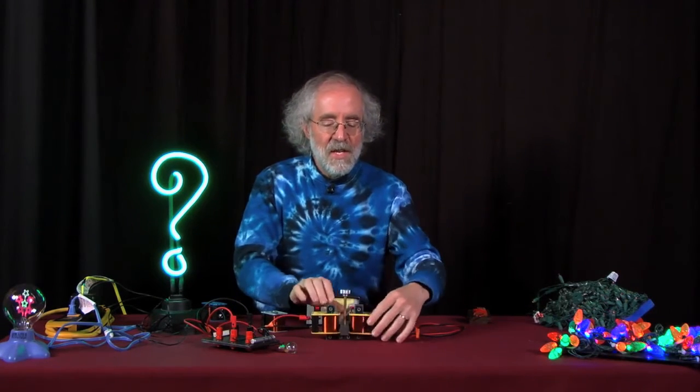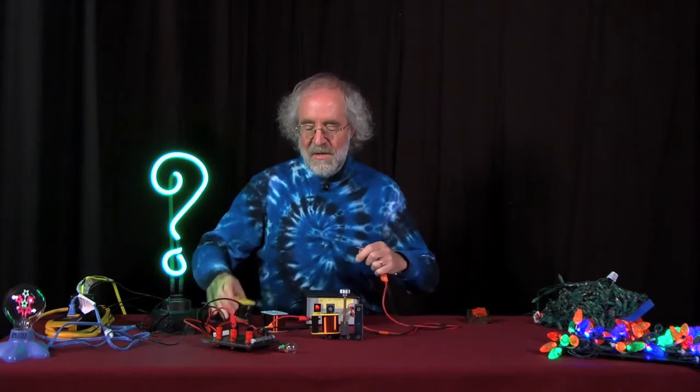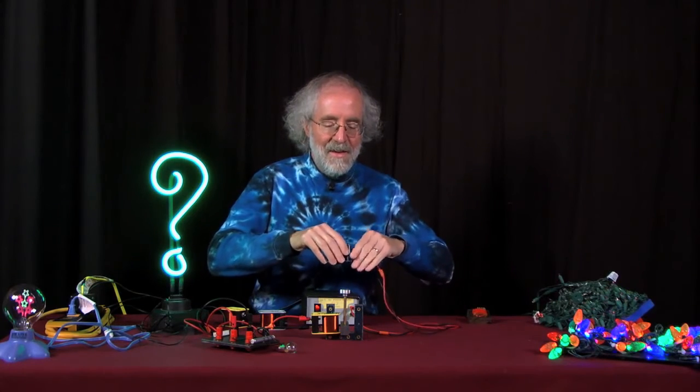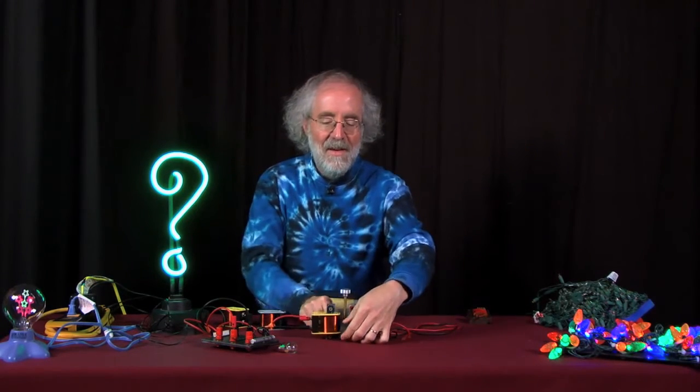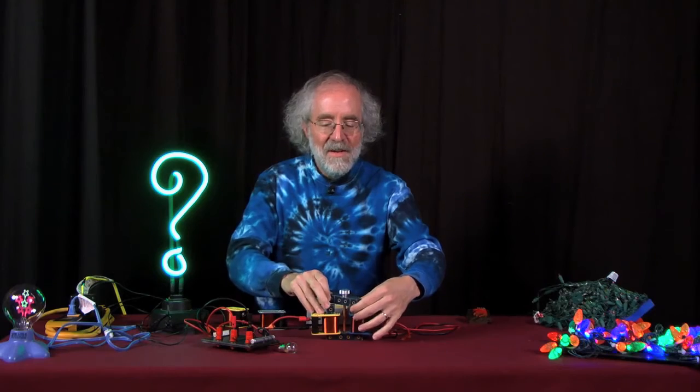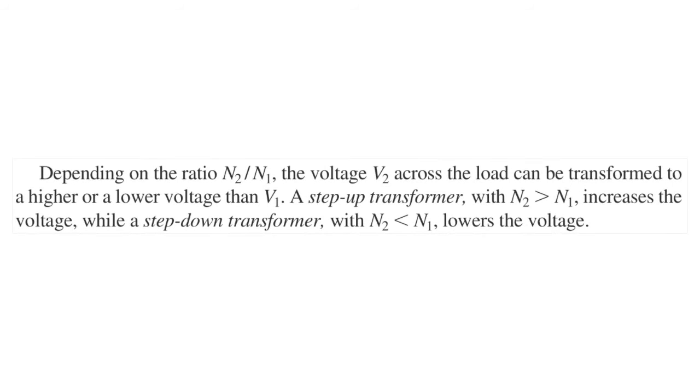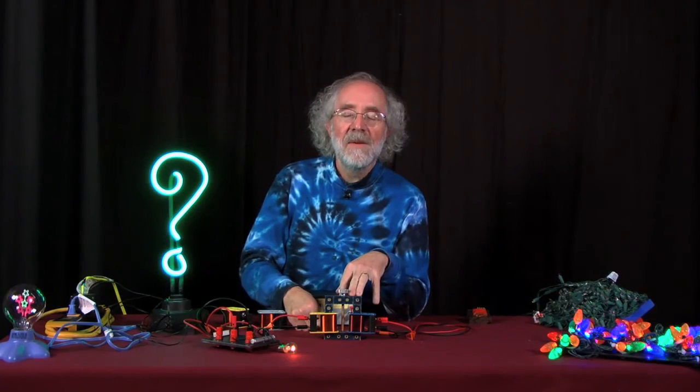But if I switch the 400 turns for 200 turns, now I have a transformer that goes from 200 to 400, 1 to 2. The number of turns is higher on the secondary. And when I have a higher number of turns in the secondary, as you'll see in the chapter, that means that I have a higher voltage on the secondary. This is a so-called step-up transformer. And it steps the voltage up high enough that we can see that the light bulb is lit.